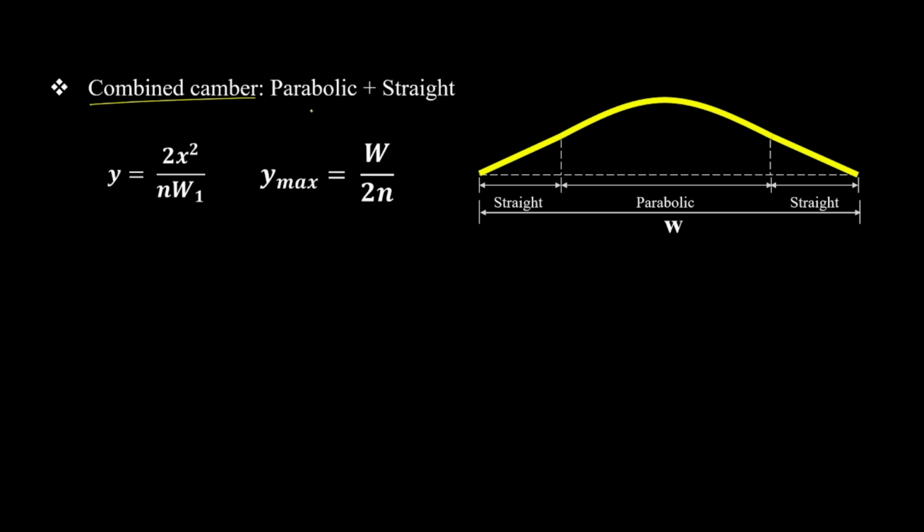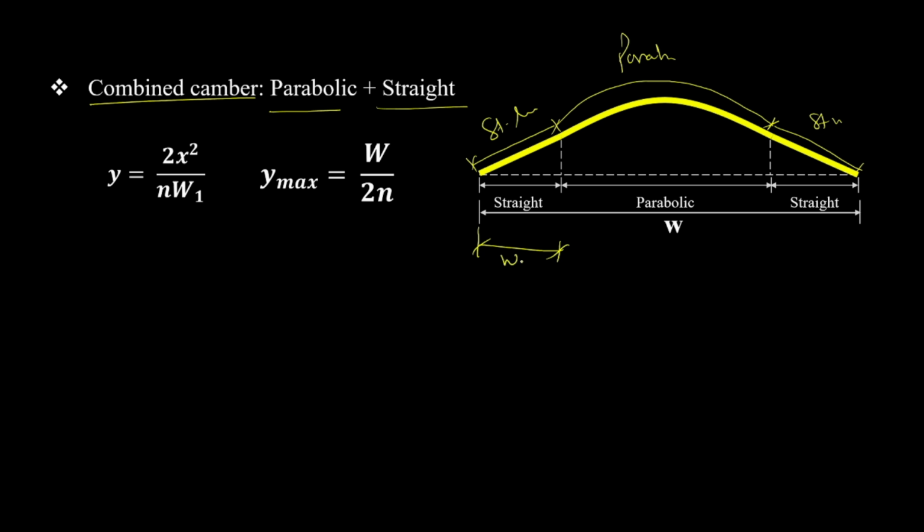So combined camber is nothing but parabola plus a straight line. Up to here it has a straight line, from here it has a curve, that is the parabola. Then to here again we have a straight line. Always remember we provide this in a symmetric way. So this is w1, then this will be w1, and then the middle will be total w minus 2w1.